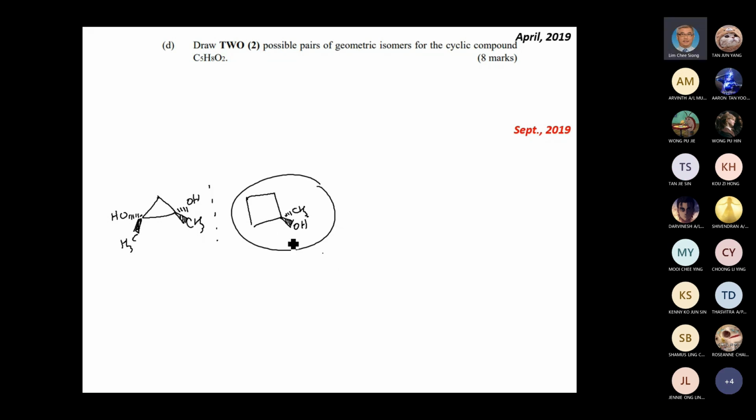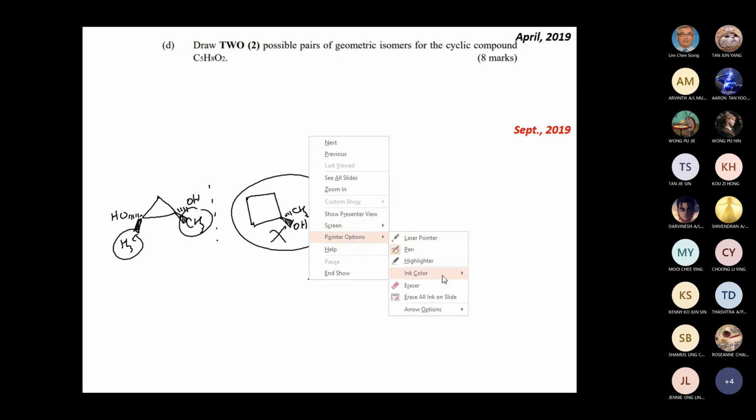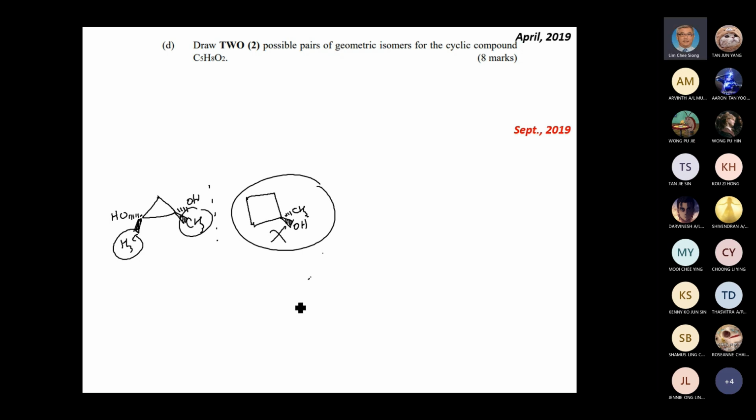Cannot be like here, cannot be. You must involve 2 carbons to show the cis and/or the trans conformation here. Okay, this way? No, sorry. Okay? So the rest of the chemical structure is up to you.